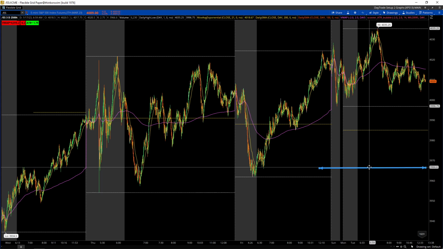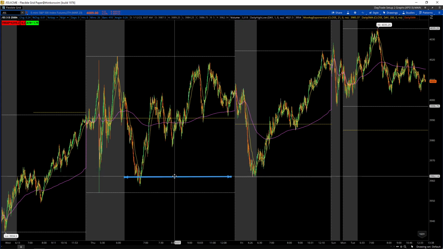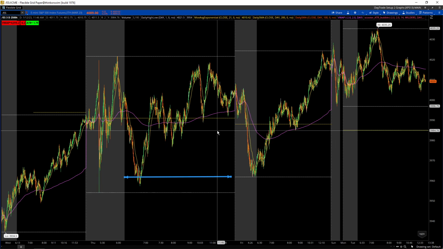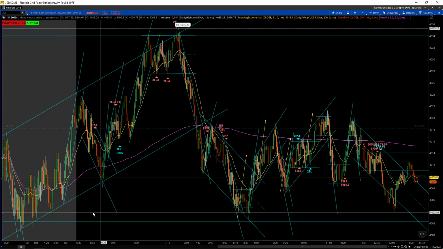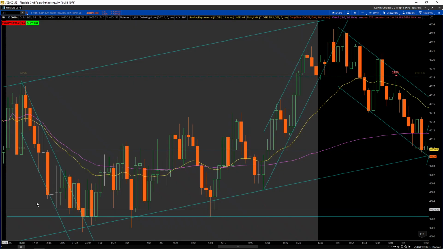So I'm going to go into my chart and go through my trades and what I saw today. Hopefully I learned something. Hopefully you guys might learn something. So this is it. This is it all marked up. Let's go ahead and zoom in.